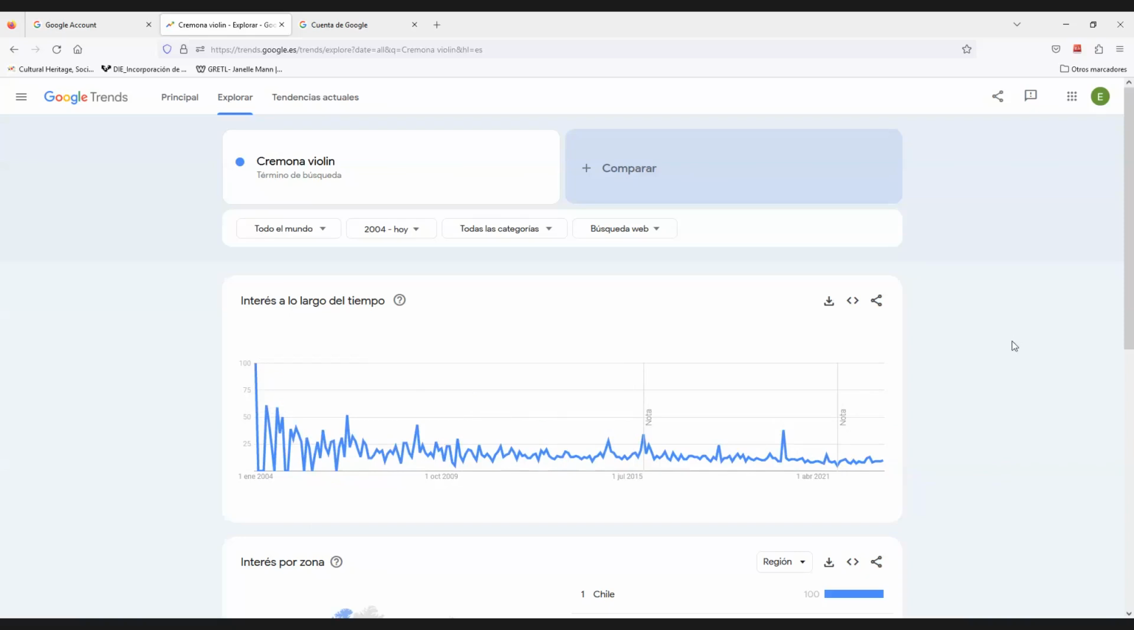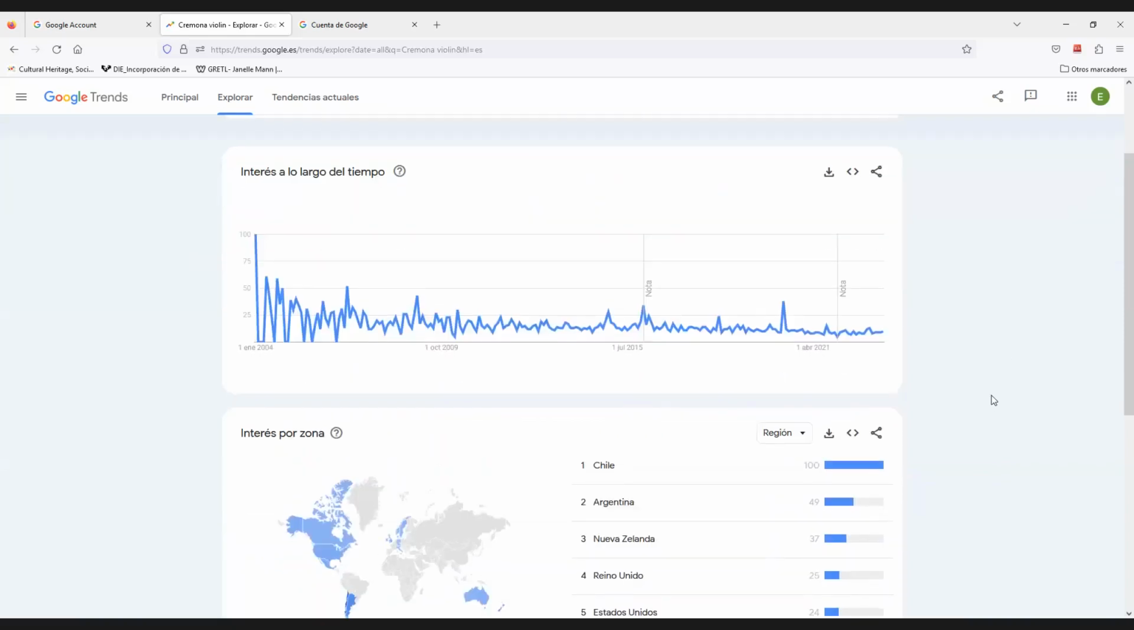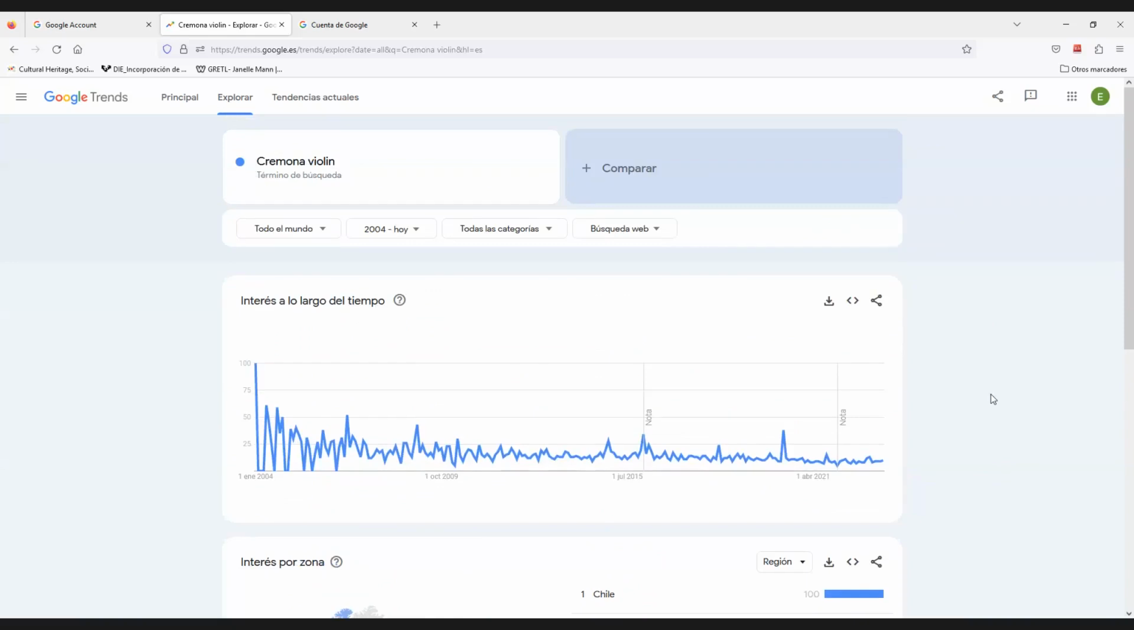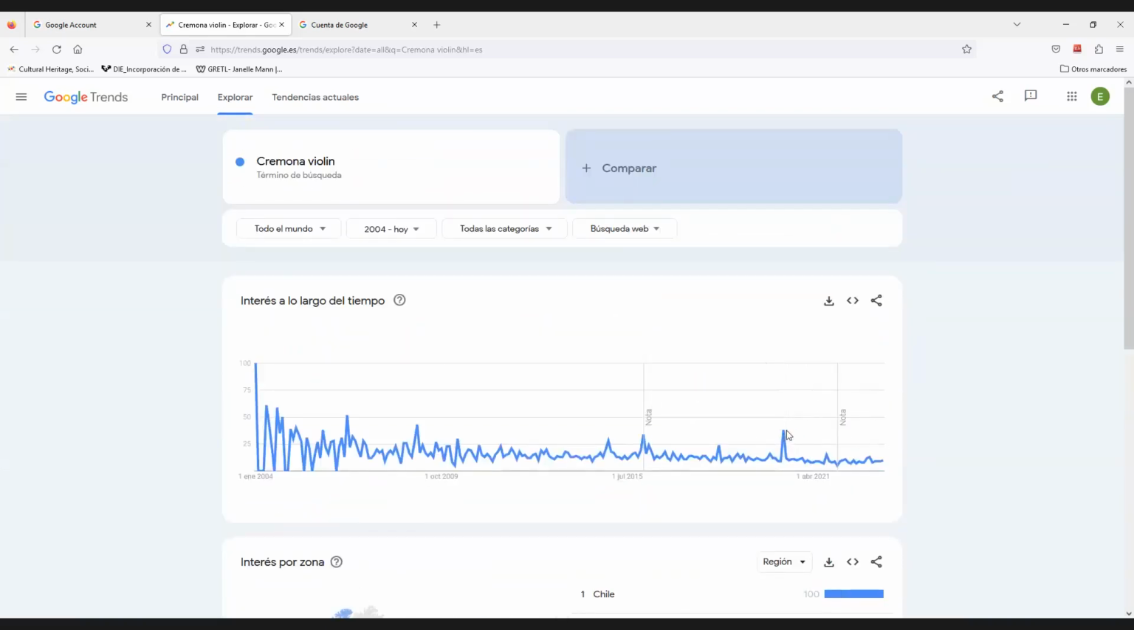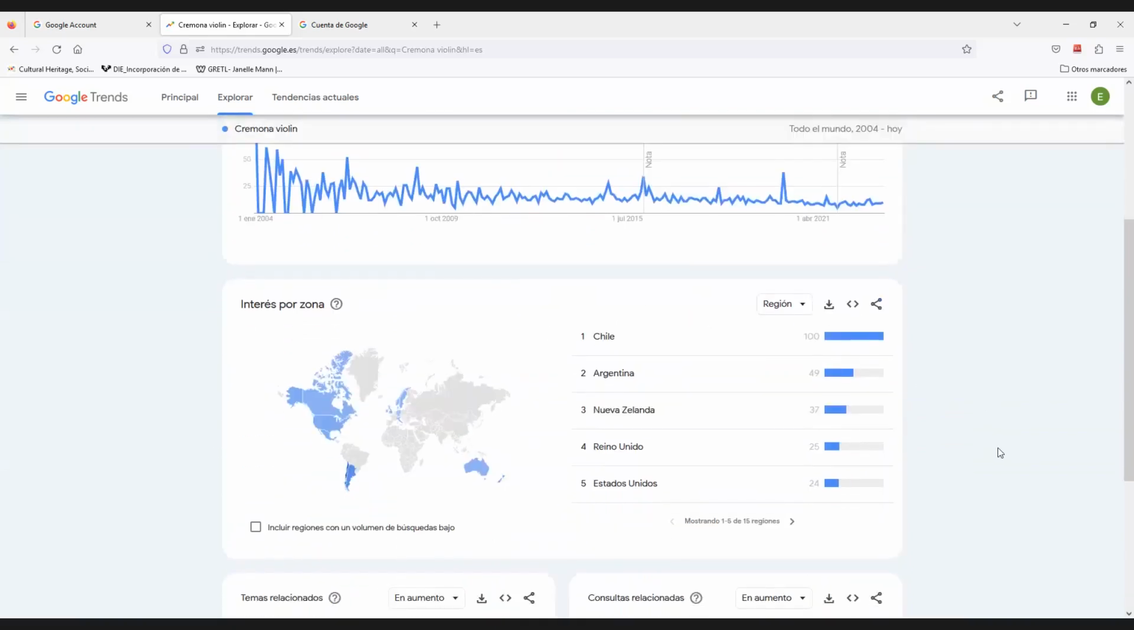It is a proxy to demand, because somehow we can say Cremona violin is like a brief for the demand of these violin-related products of Cremona. But maybe we have ups and downs here, and we cannot see very clearly whether the trend is upwards or downwards. So we will download this time series, and we will destationalize it.